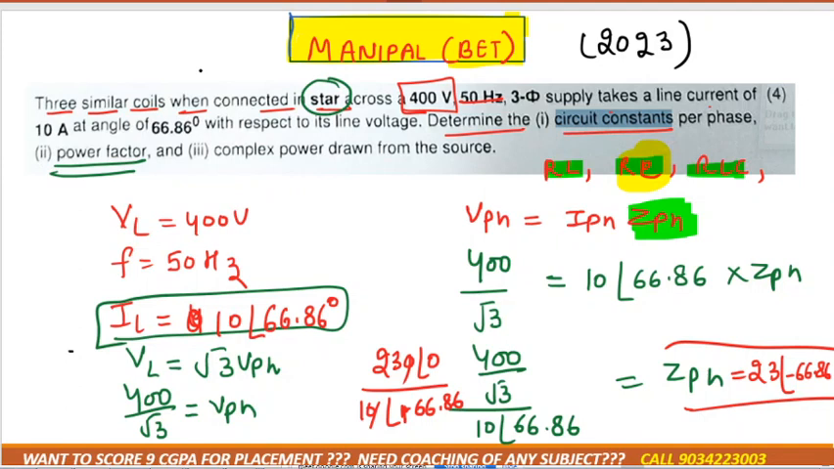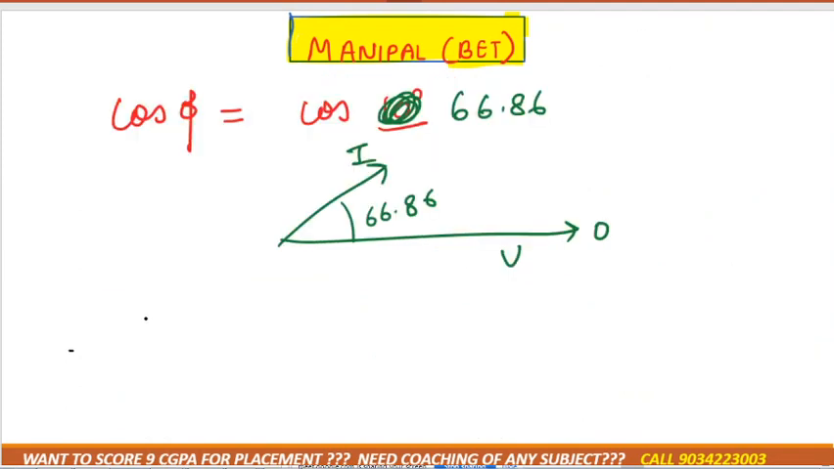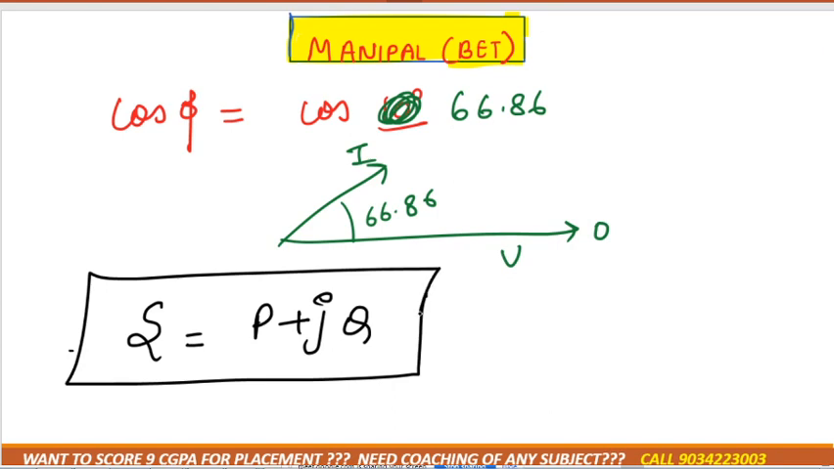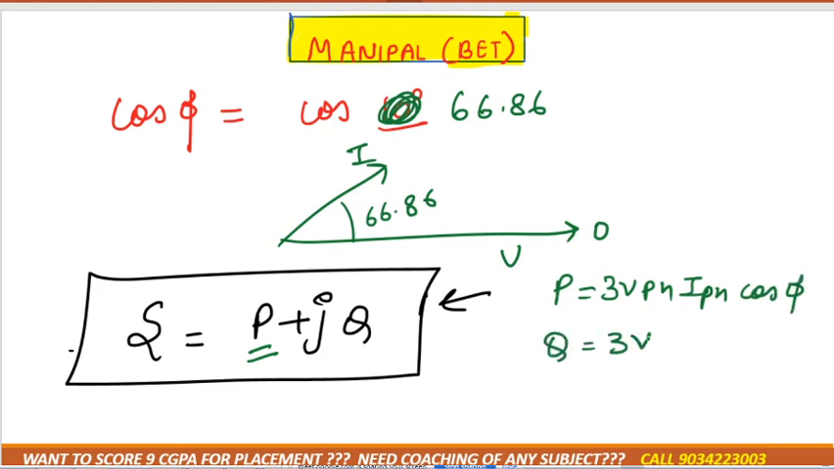Next is the complex power drawn from the source. Basically, complex power means the apparent power, denoted by S, is equal to P plus jQ. Complex power is always written in the rectangular form. So ultimately we need to calculate P. P is equal to how much? 3 VPH IPH cos phi. Q is equal to how much? 3 VPH IPH sin phi.